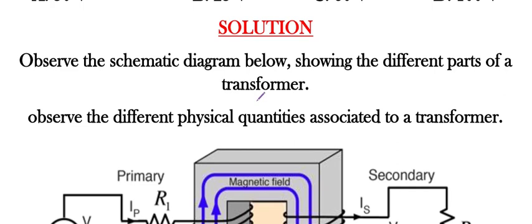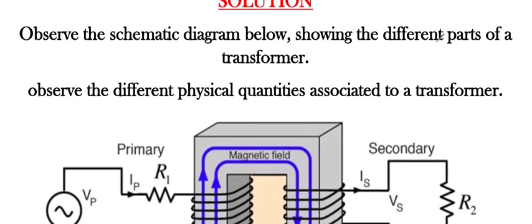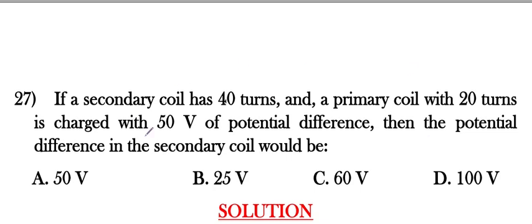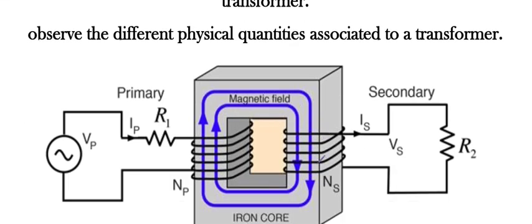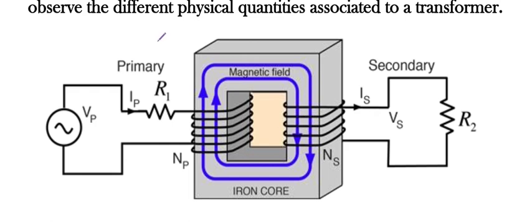So the very first thing I want you to observe here is the schematic diagram showing the different parts of a transformer. So the system defined by this question is a transformer. This is how a transformer looks. Observe the different physical quantities associated to the transformer in this question. The very first thing to take note of is that this section is the primary coil of a transformer. We can call this section the primary section, and this is the secondary coil of a transformer, and we can call this section the secondary section.